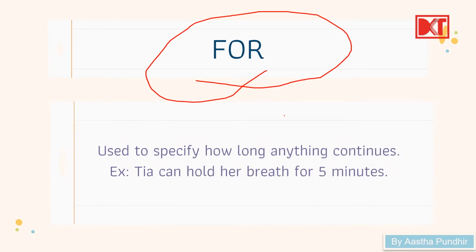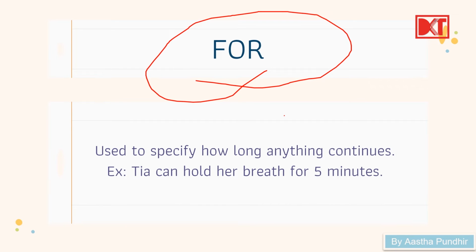So the next preposition is for. When is this used? Used to specify how long anything continues. Example, Tia can hold her breath for 5 minutes. For how long? For 5 minutes.